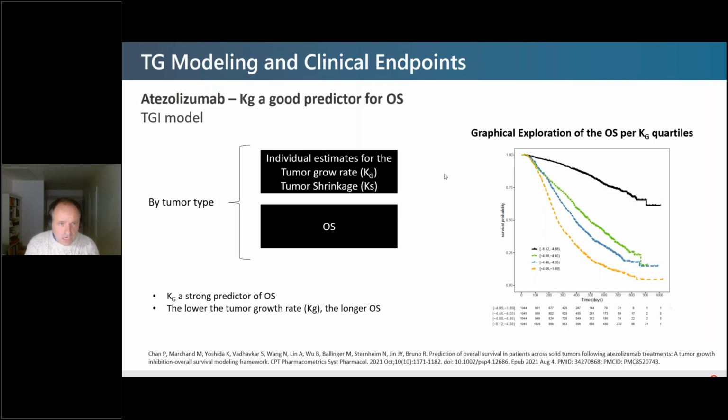So without saying that this is the Holy Grail and this is going to be always true, I think it is really important to consider such types of endpoints to really look at the relationship between what we assess early on in our early clinical trials and what we can see in our late clinical trials, where we usually tend to only look at exposure itself.